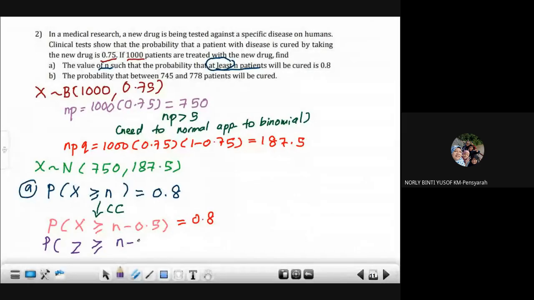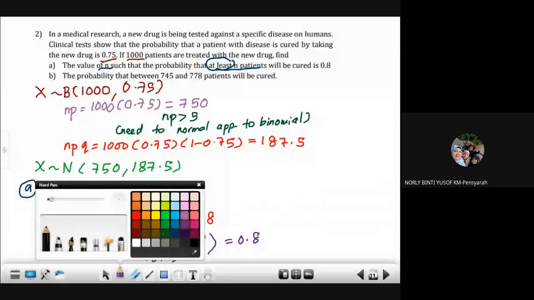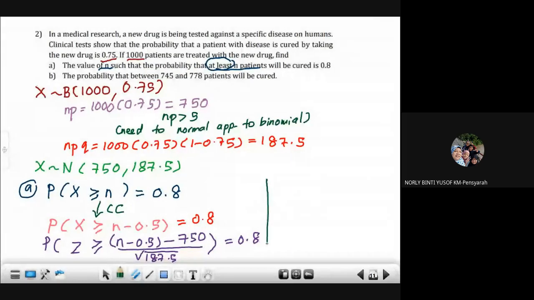So N minus 0.5 itu discrete you. Tolak dengan mean. Mean adalah 715. 750 bahagi dengan standard deviation, that means square root of variance, 187.5. So samalah yang ni kita tulis 0.8. Okay, itu cara you standardize. Lepas tu you simplify. Okay, you simplify 0.5 dengan 750 ni, you akan dapat like this.